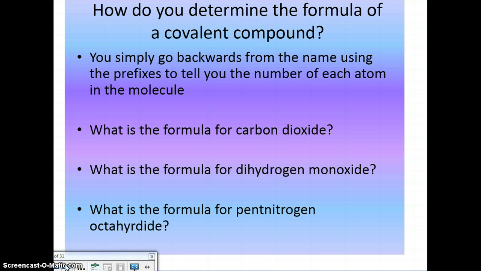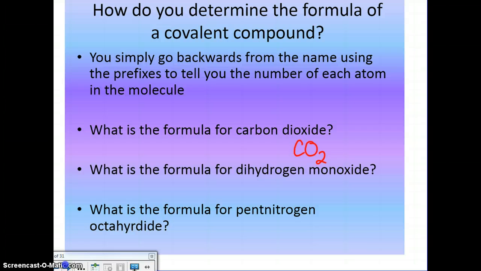All right, so once you know the name, how would you determine the formula of a covalent compound? Well, basically, you just go backwards. The prefixes are going to tell you how many you have, and the name's going to tell you what atom or element you're actually dealing with. So this first question, what is the formula for carbon dioxide? We have carbon, and there's no prefix, so that indicates that we just have 1 carbon. And then we have dioxide. Oxide is oxygen, and di is 2 of them, so CO2.